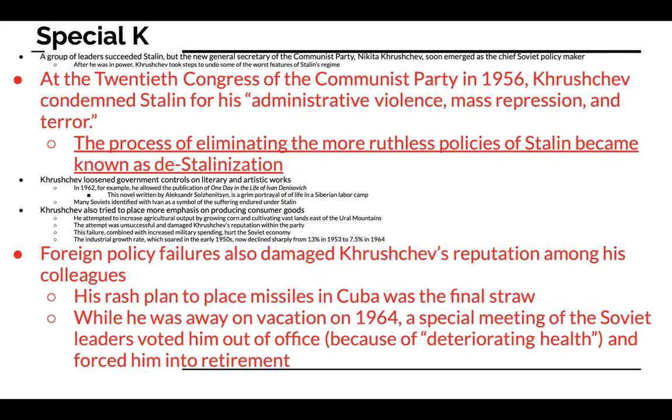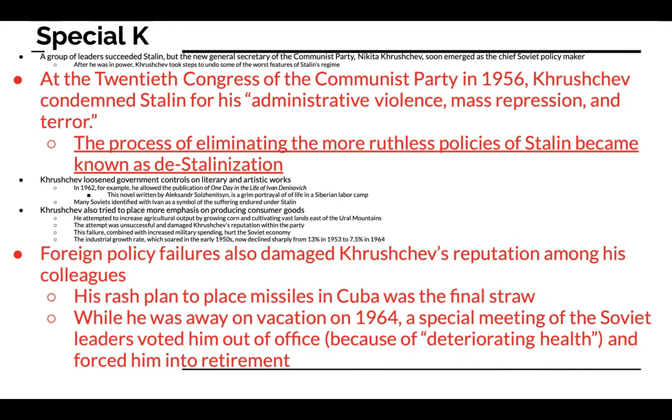All right, Special K. So a group of leaders will succeed Stalin, but the new general secretary of the Communist Party, Nikita Khrushchev, soon emerged as the chief Soviet policymaker. After he was in power, Khrushchev took steps to undo some of the worst features of the Stalinist regime. At the 20th Congress of the Communist Party in 1956, Khrushchev condemned Stalin for his administrative violence and mass repression and terror. And that is something you did not do.